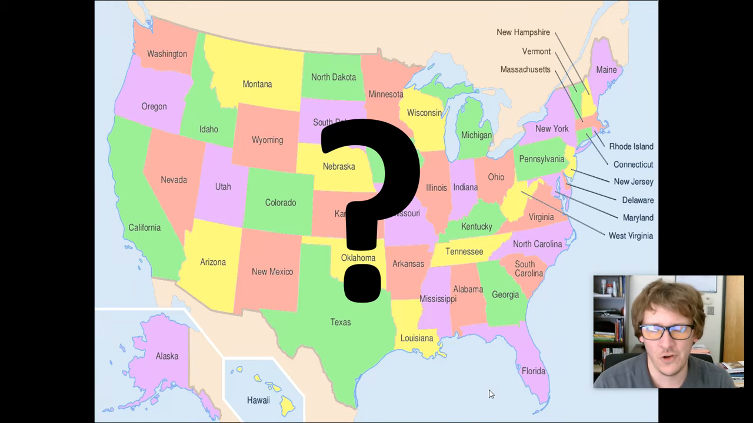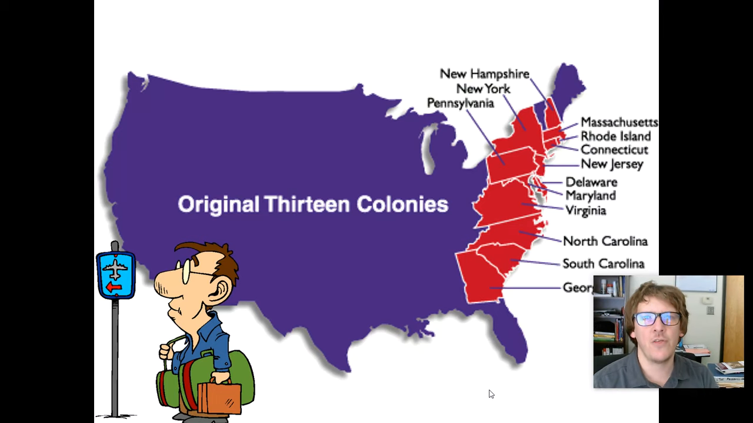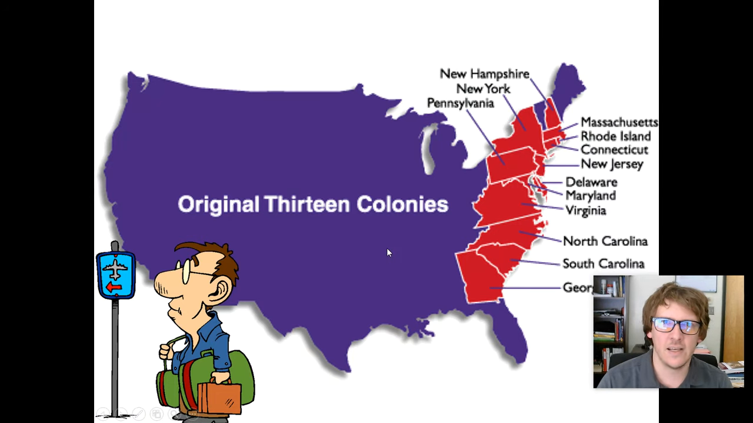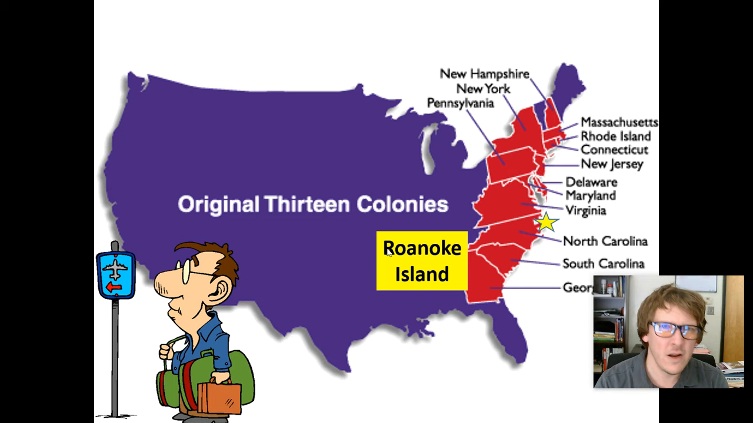Hopefully you know these states. If you don't, no big deal. Let's talk about how some of the states were formed. We'll start out with 13 colonies. These are not states. These are colonies. So England established these colonies. But before there were even colonies, there were just a couple settlements.